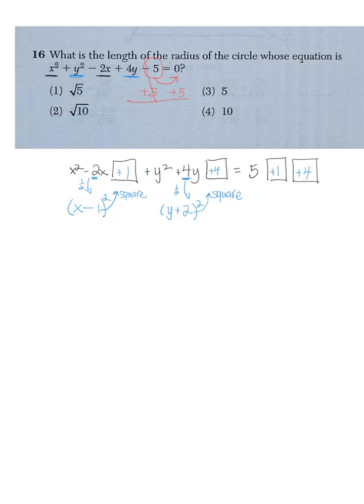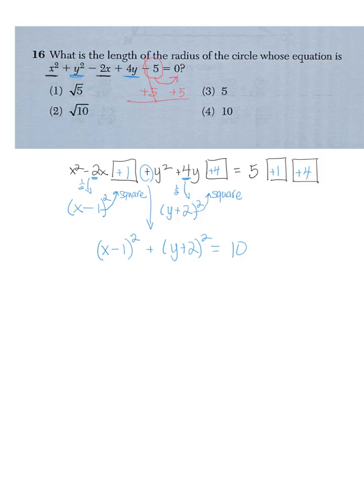Okay? All right. So then what I'm left with is x minus 1, that quantity squared. This plus sign right here, I'm going to bring that down, plus. And then I have y plus 2, that quantity squared, equals, and then I add up 5 plus 1 plus 4, which is 10. So I'm going to go beyond what the question's asking just to show you what could happen in case we had a different type of question.